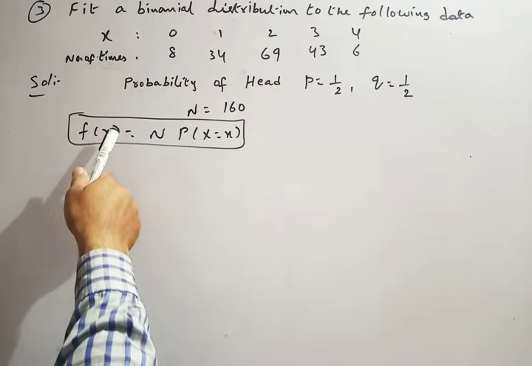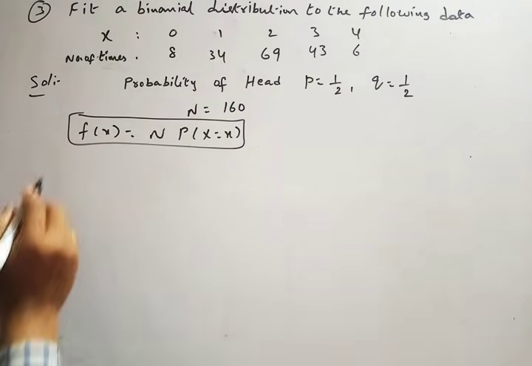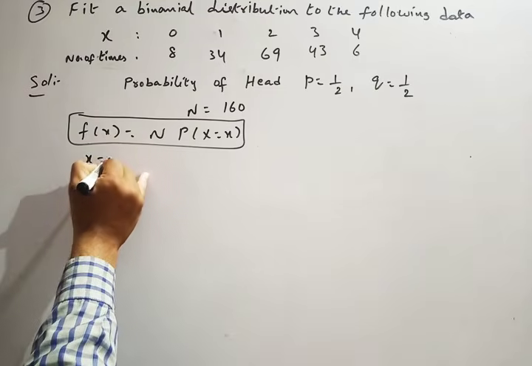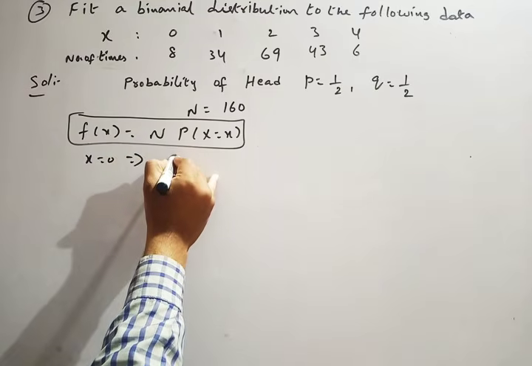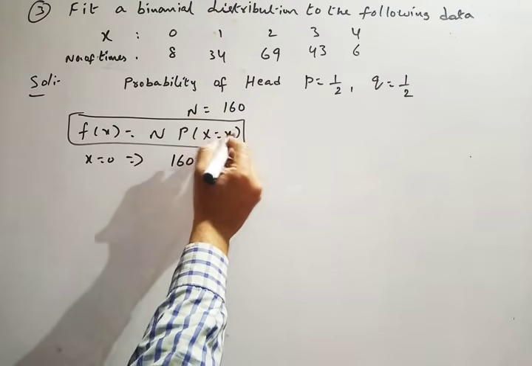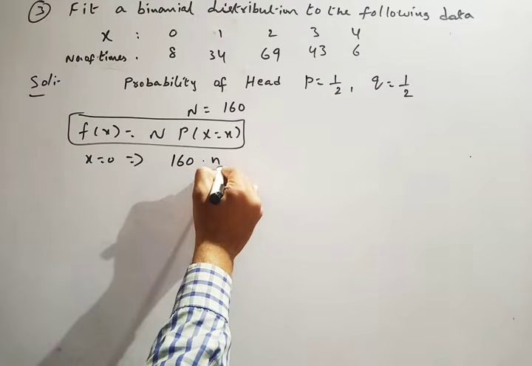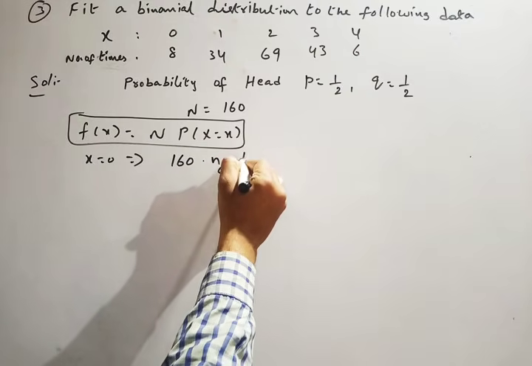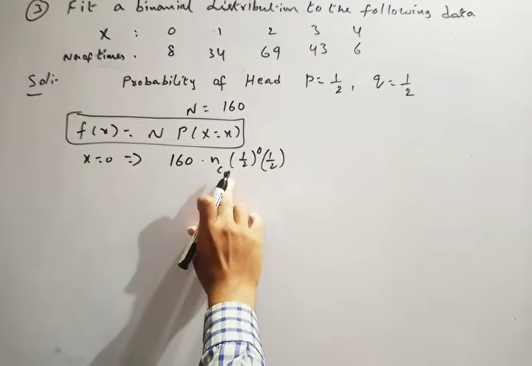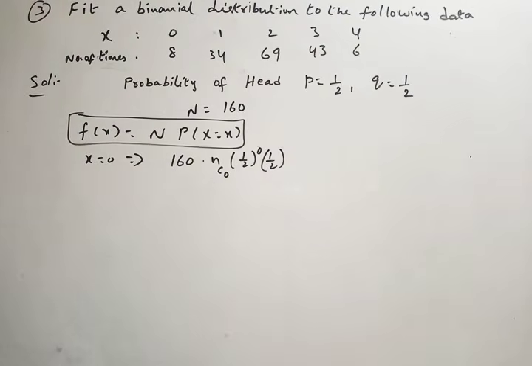Now first of all, for x is equal to 0, what is the formula here? N is how much? 160, and P of capital X is equal to x is nC0, p is 1 by 2 power 0, q is 1 by 2 power n, where capital N is 160 times.